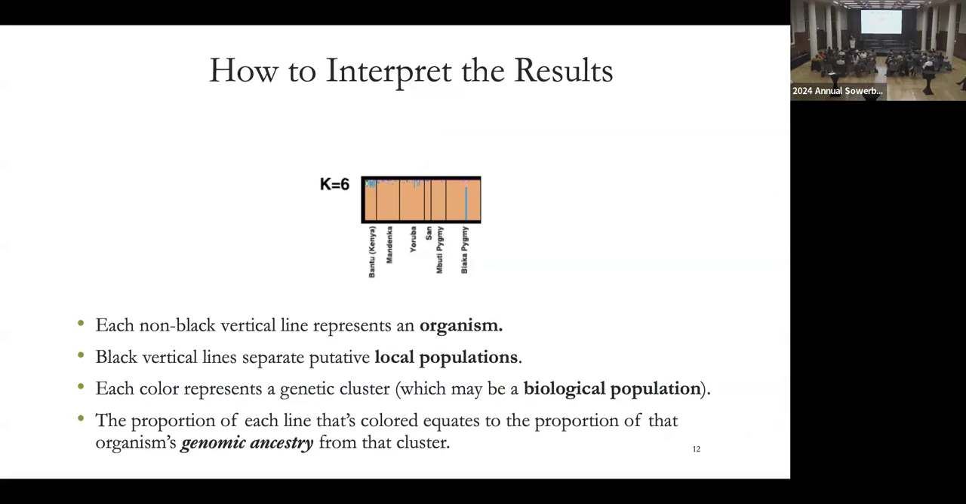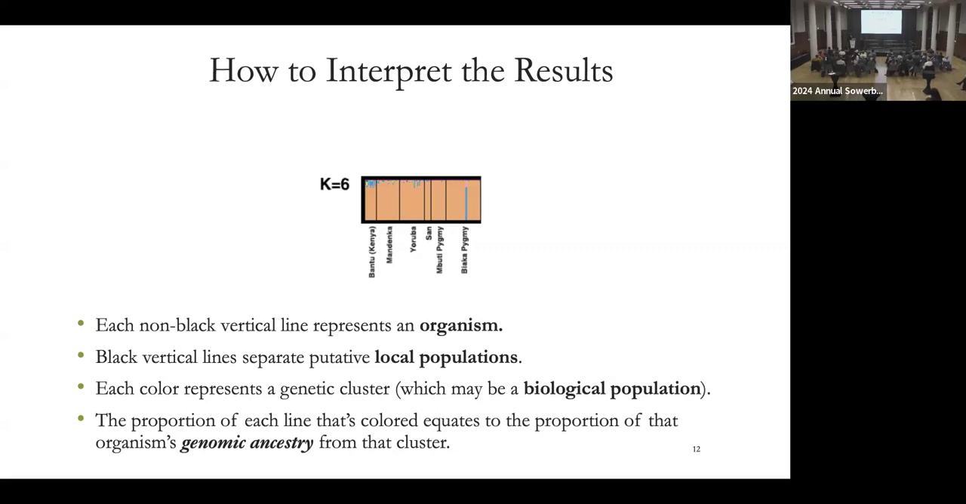Each non-Black vertical line, so maybe this orange one here, is supposed to represent an organism in the sample. The Black vertical lines don't represent any organism, they just separate the different putative local populations. It's a hypothesis that's what is being separated as local population. They usually collect these data with some other sort of method, and it's tested whether this forms a population later.